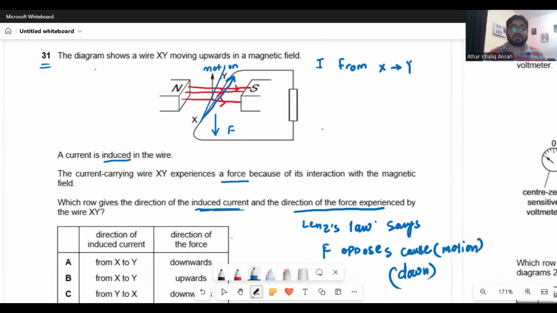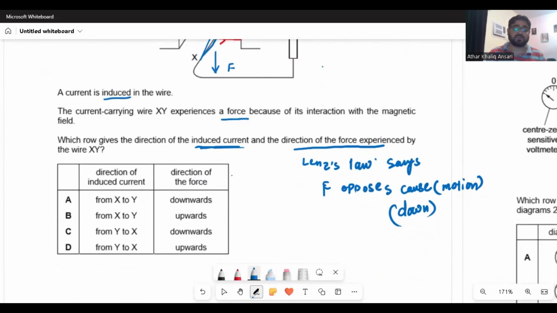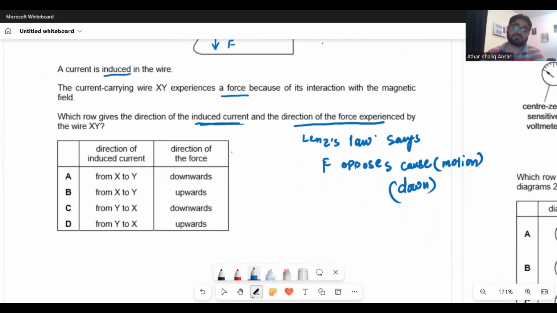So which row shows both of these? Induced current is from X to Y and the direction of the force is downward. So option A is the right choice.